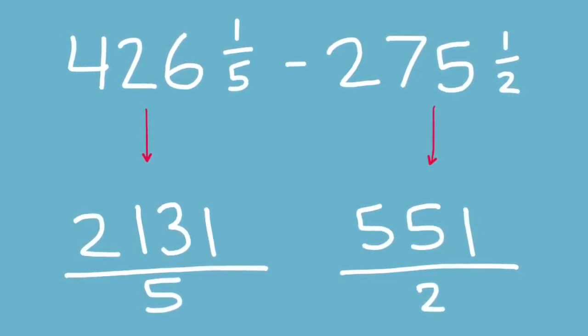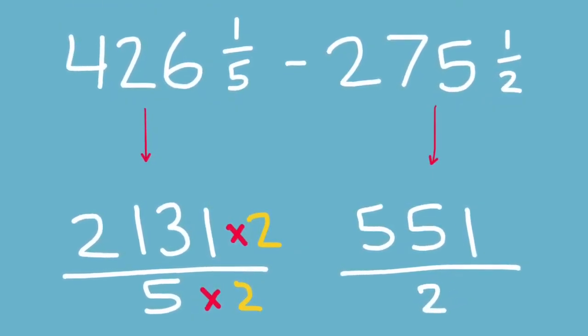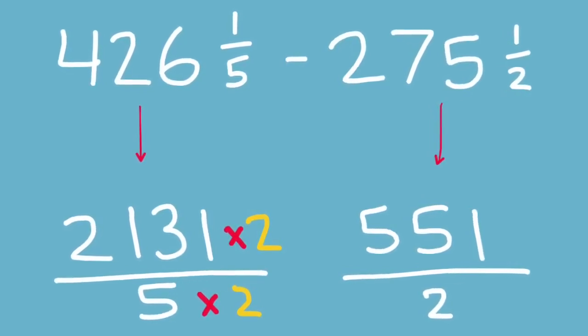I can't put them together like that. They both need to have the same denominator. So I'm going to choose 10. I know that 5 and 2 are factors of 10. So to make 5 into 10, I'm going to multiply it by 2.